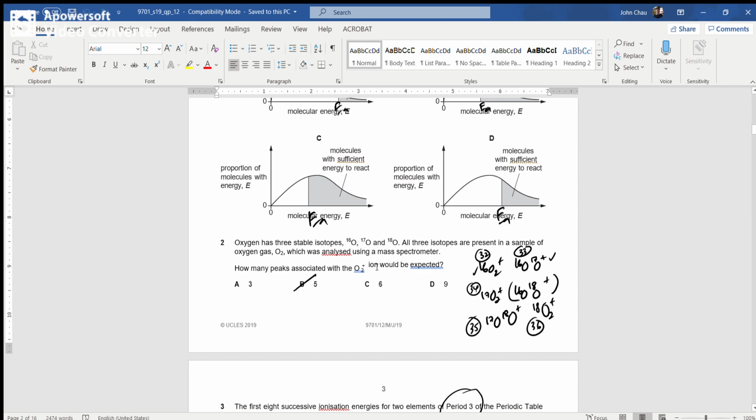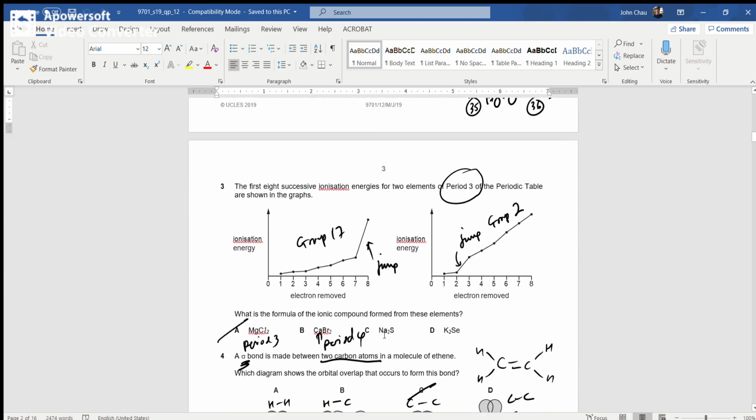Right, the molecular ion. So that means in this O2, there will be a combination of 2 isotopes. It can be either 16-16, 16-17, 17-17, 17-18, or 18-18. So I calculate the molecular mass of the ion: 32, 33, 34, and 35 and 36. So altogether there will be 1, 2, 3, 4, 5.